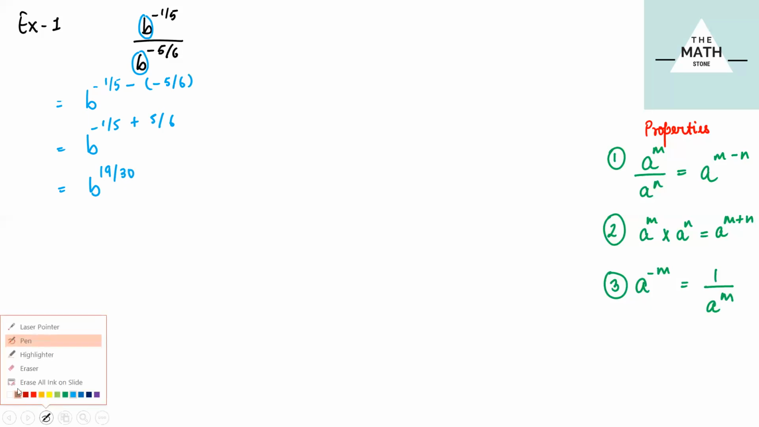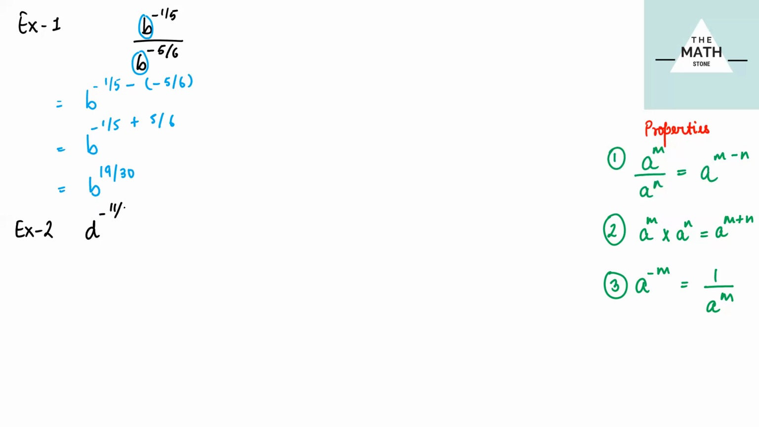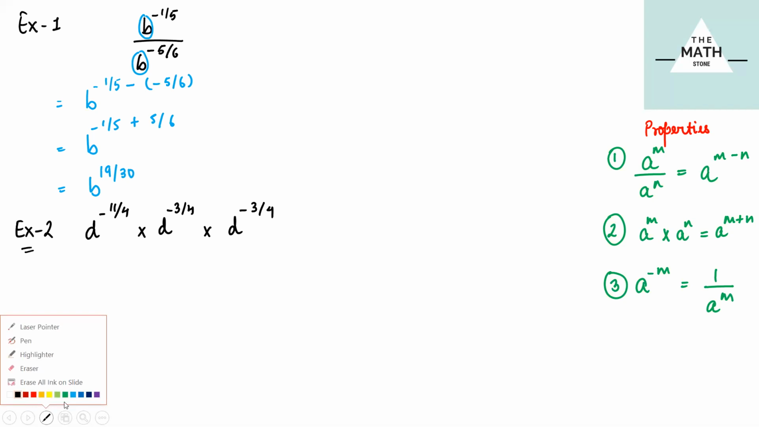Okay, let's take second example. In this example, I'm going to take 3 terms. d raised to negative 11 over 4 times d raised to negative 3 over 4 times d raised to negative 3 over 4. Okay, now here we'll have to apply the multiplication property. That is property number 2.